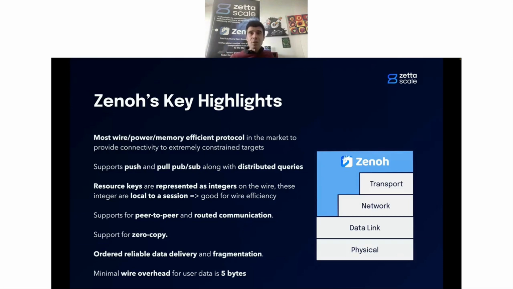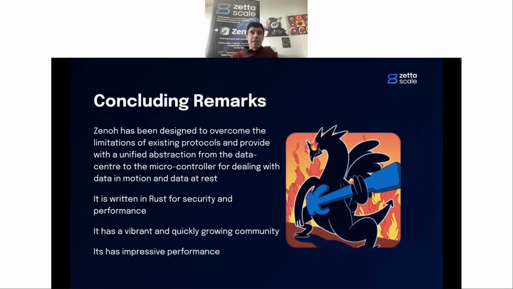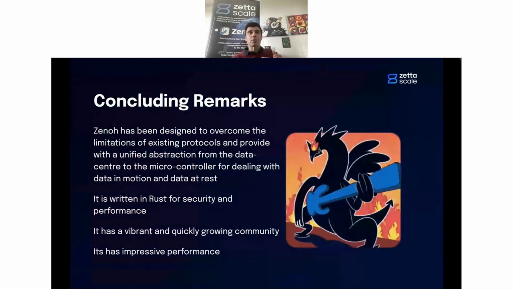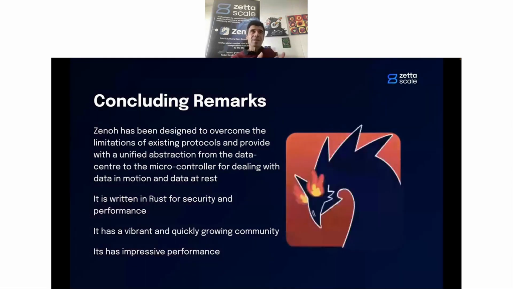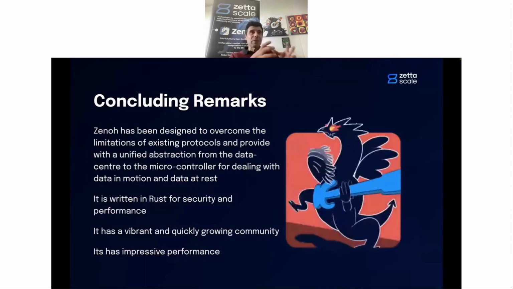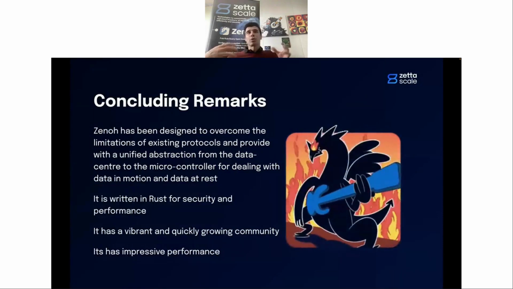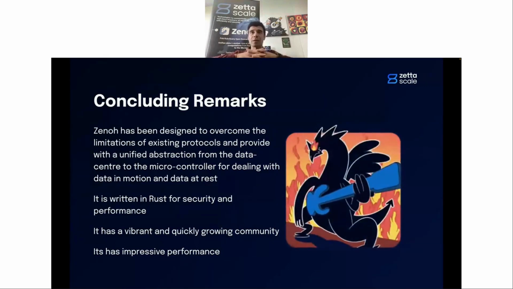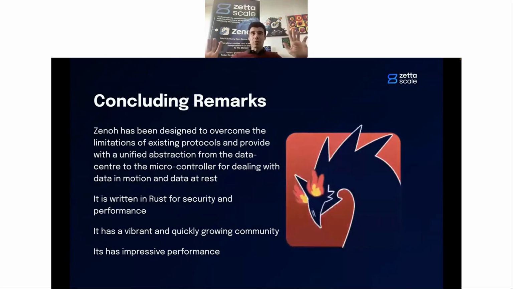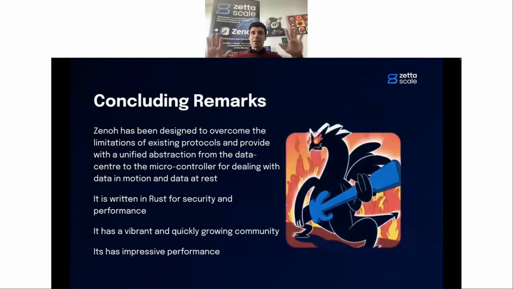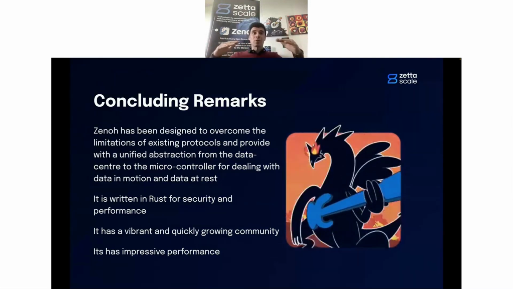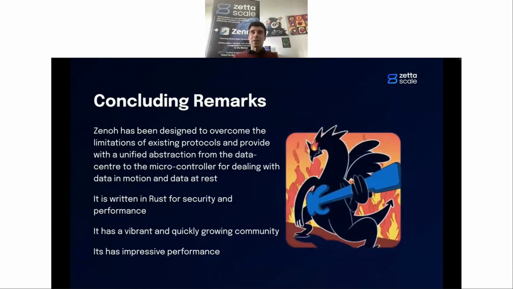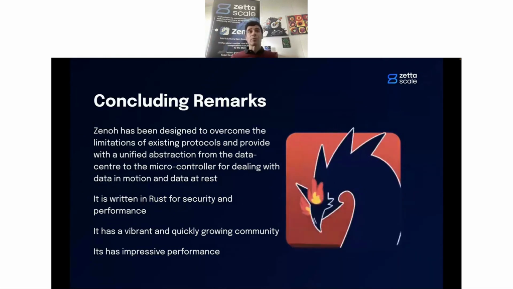And so, concluding, Zenoh, as I hope you are starting to appreciate, has been designed to overcome the limitations of existing protocols. Besides the technical limitations, in the given problem domain there was another gap, which was the unification of data in motion and data at rest. And this is also what we've done, from the data center down to the microcontroller. Our commitment is to make this protocol, which we think is quite hot, more and more supportive with respect to the advanced use cases that contemporary applications have to deal with.